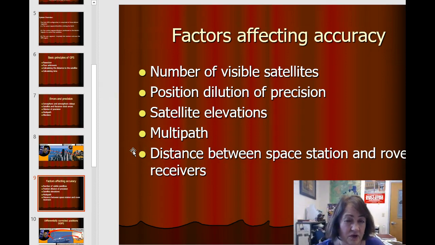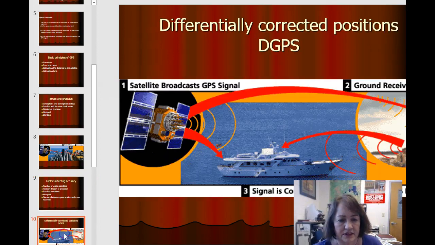Once again, you need at least 4, but the constellation, or the shape, the relative position of those satellites to each other, also makes a difference. So if you have 4 that are well spread out, they're not in the same line, they're not very close to each other, you can get a much better accuracy than if they're all in a line, or if they're all very close to the horizon, or if they're directly overhead. Other factors are position dilution of precision, satellite elevation, multipath, and the distance between the base station and roving receivers. Once again, they're all sort of the same ideas.